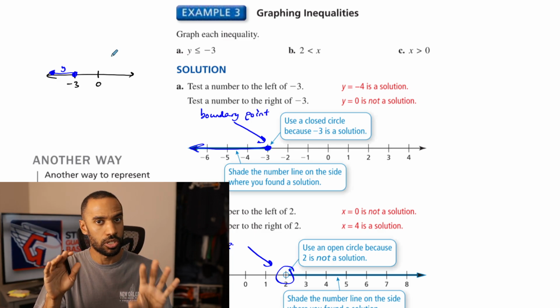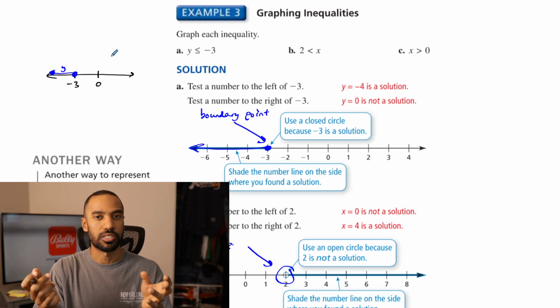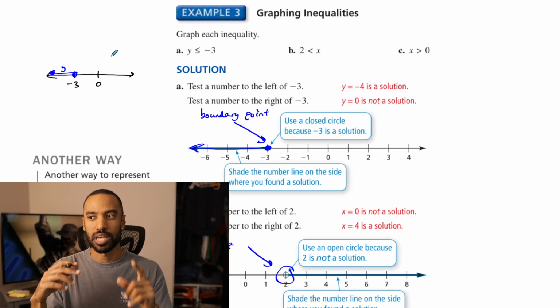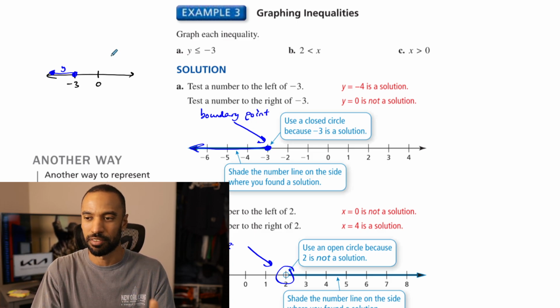I will test 0. I'm fine with that. 0 is very easy to compare to because 0, like I said, is always greater than negative numbers and always smaller than positive numbers. I won't test 0 if 0 is the boundary point. I can test other numbers, positive or negative, that way.